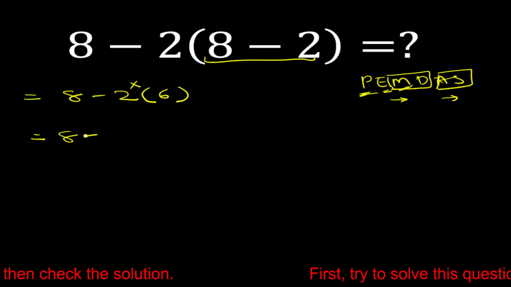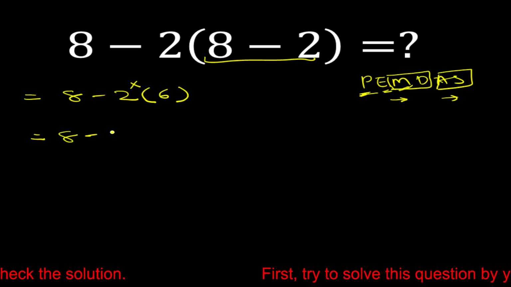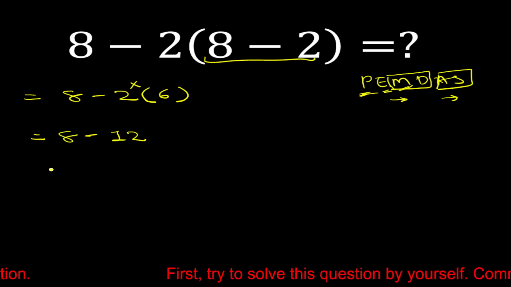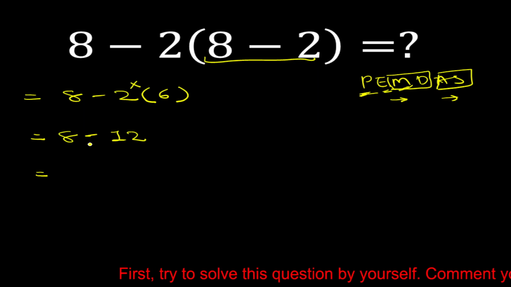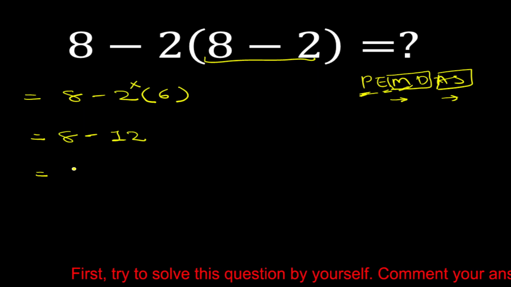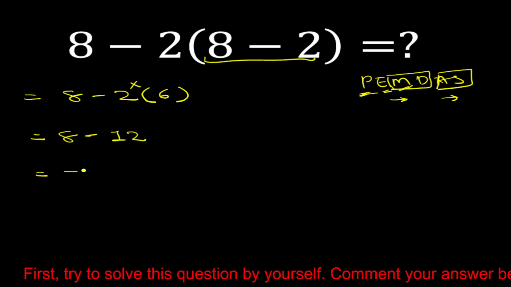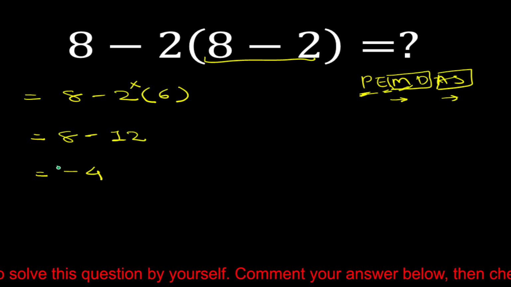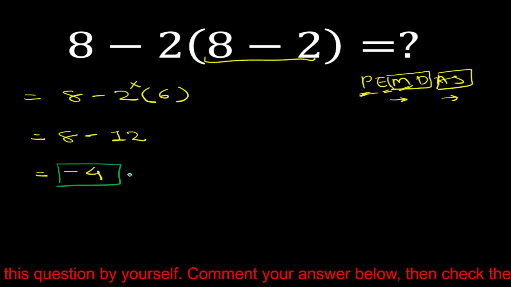So 8 minus 2 multiply 6 is equal to 12. Okay. Now 8 minus 12 is equal to minus 4. Therefore, the correct answer is minus 4. Okay.